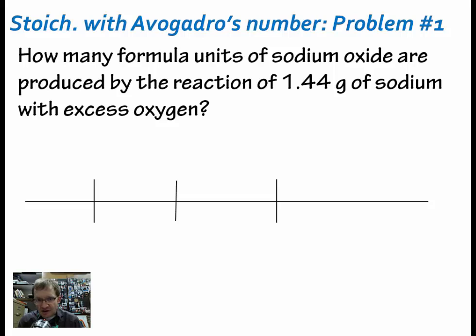If we take sodium and react it with excess oxygen to make sodium oxide, hopefully as we hear that, it starts to sound like a synthesis reaction. We're putting sodium with oxygen to produce sodium oxide, or make it as a product. And so the reaction equation is quite simple. It's sodium plus oxygen gives us sodium oxide.